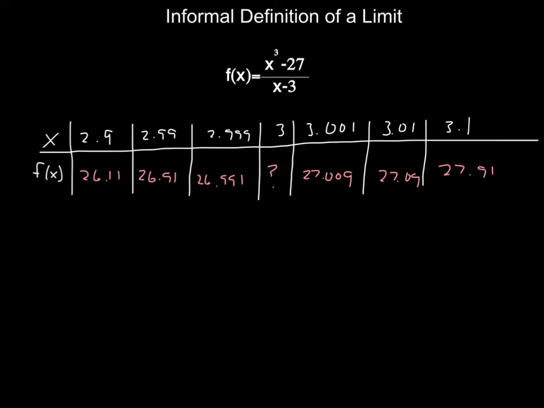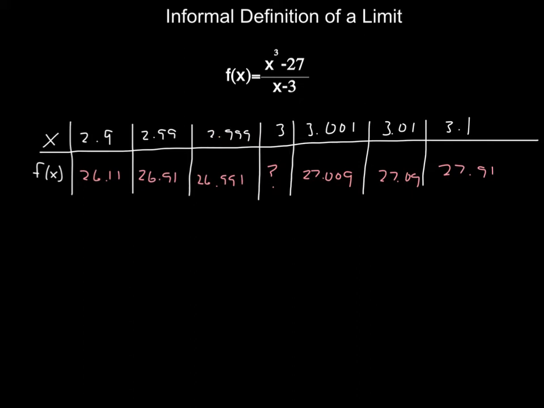But what we're looking to see is, as we keep moving closer and closer to 3, are the function values approaching a specific number? I'm going to use numbers that are close to 3, and we're going to start from the left. I'm going to use the values 2.9, which is very close to 3, 2.99, which is even closer to 3, and then 2.999, which is closer still.